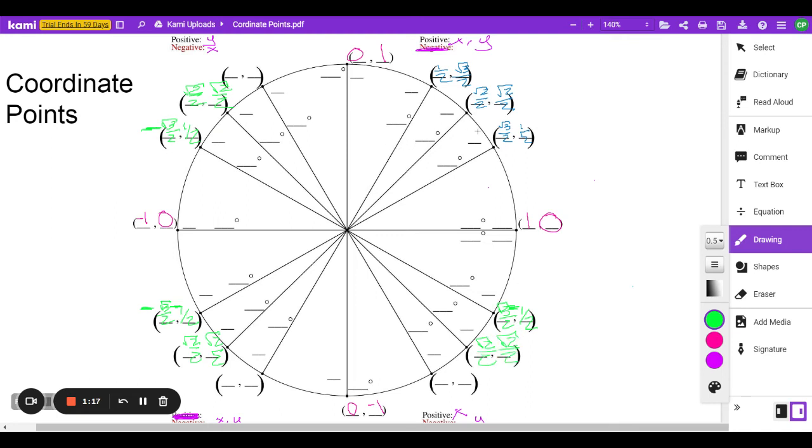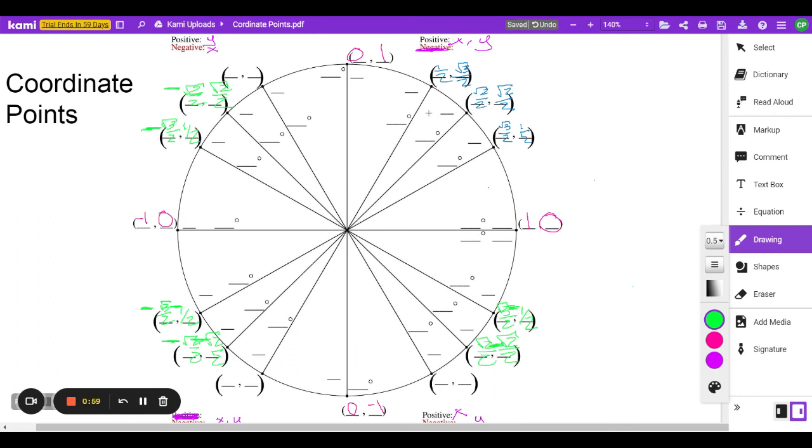Now we go back and look at those positive or negatives. So second quadrant, the x value is negative. So we're going to make this first square root of 2 over 2 negative. Down here in the third quadrant, they are both negative. And then in our fourth quadrant, the y value is negative. So we're going to make that y value negative.